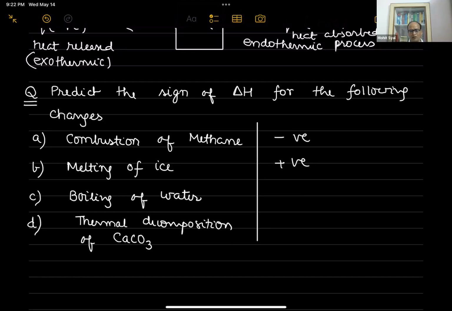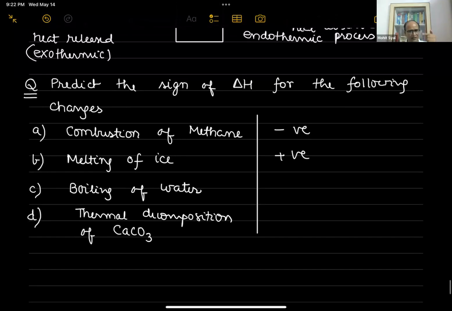Boiling of water, you need to heat. Heat is being sent into water. So for the system we are talking about, water is taking the heat.